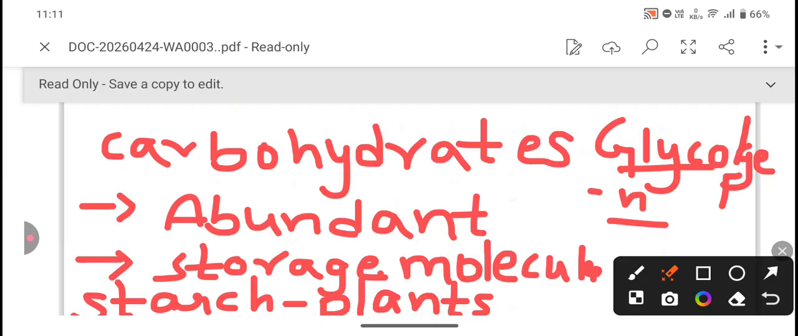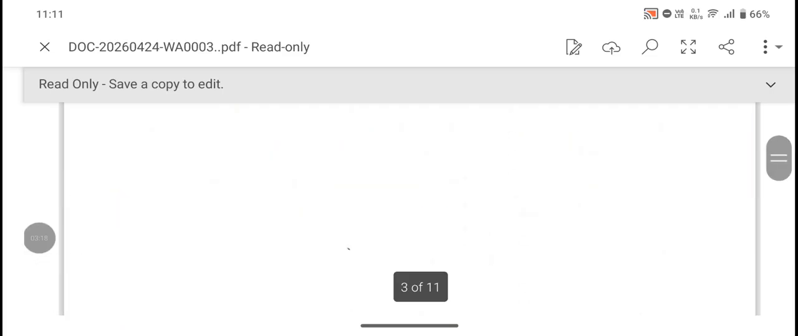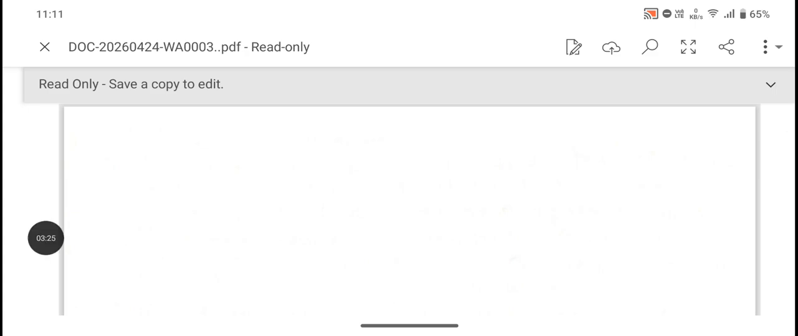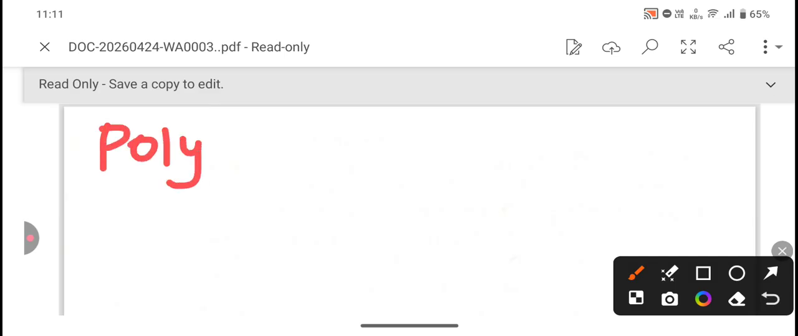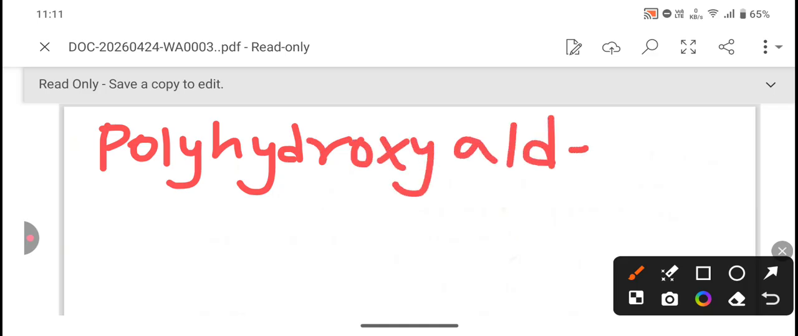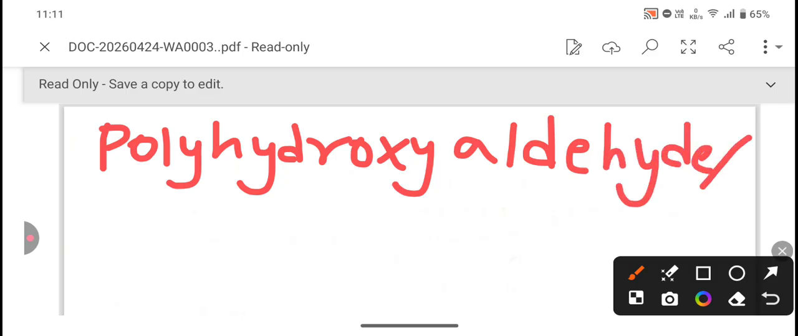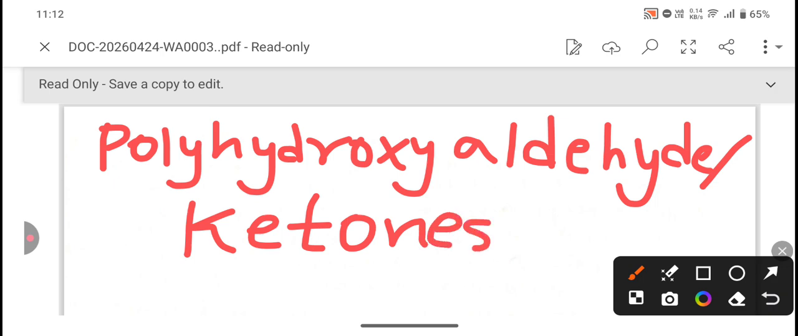So this carbohydrate acts as a biofuel for the living systems, and these carbohydrates are actually polyhydroxyaldehydes or ketones with an empirical formula CH2ON.